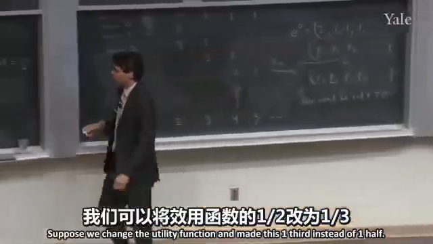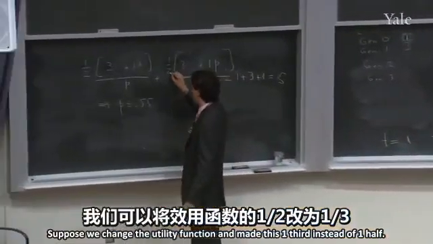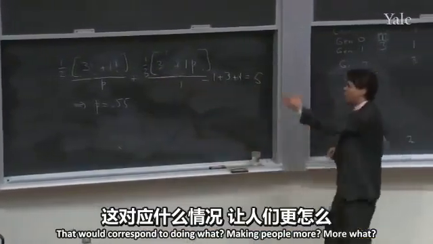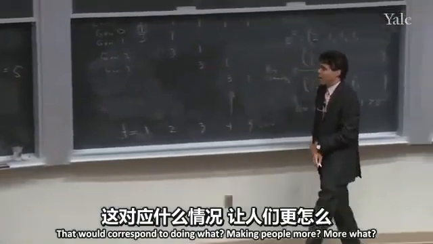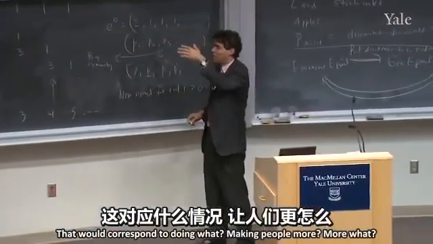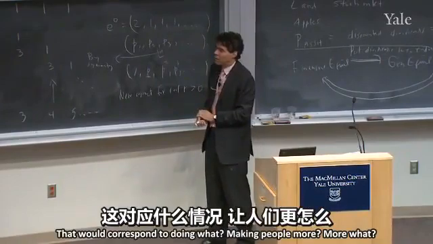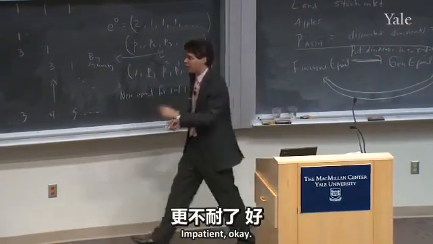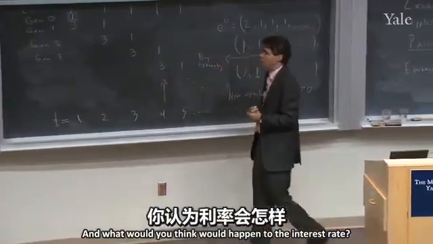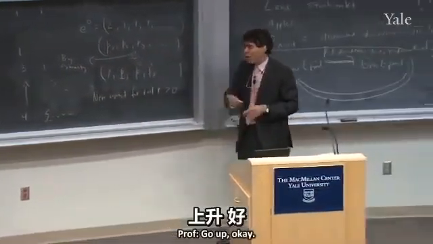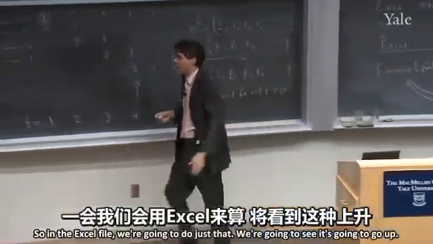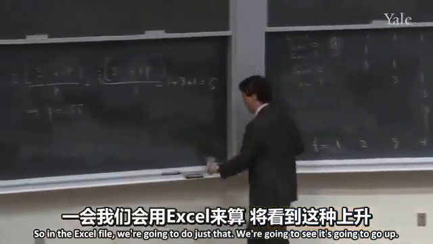Suppose we changed the utility function and made this a third instead of a half. That would correspond to doing what? Making people more what? Impatient. Okay, and what would you think would happen to the interest rate? Go up. Okay, so in the Excel file, we're going to do just that. We're going to see it's going to go up.